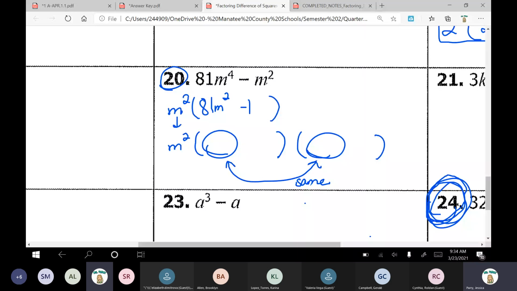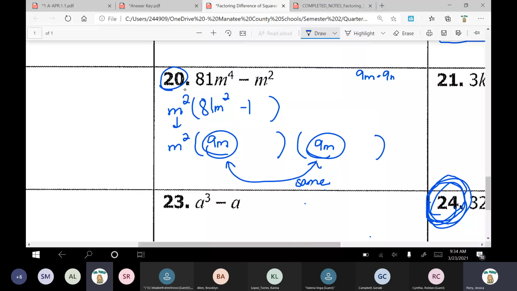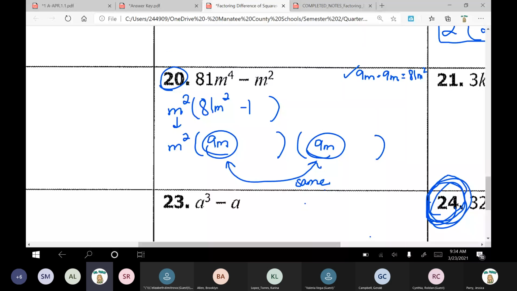So I see someone wrote a 9. Let's see if we can get it all figured out. I see 9m times 9m. Give you guys a couple more seconds. And yep, we got 9m times 9m. Let's double check here. 9m times 9m. Multiply your numbers so we get 81. And then m squared, add your exponents. It matches, so it's perfect. Okay, let's go on to our next one.